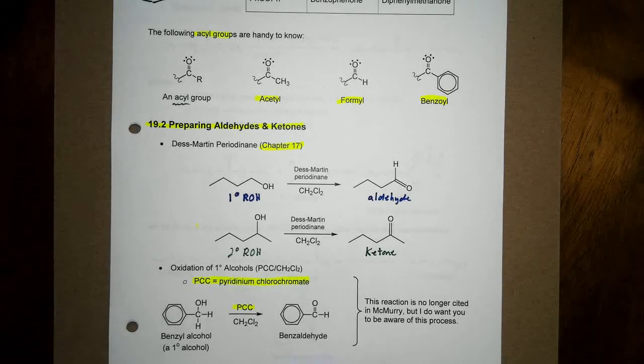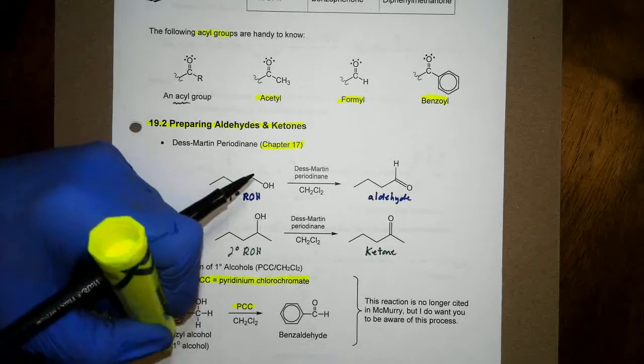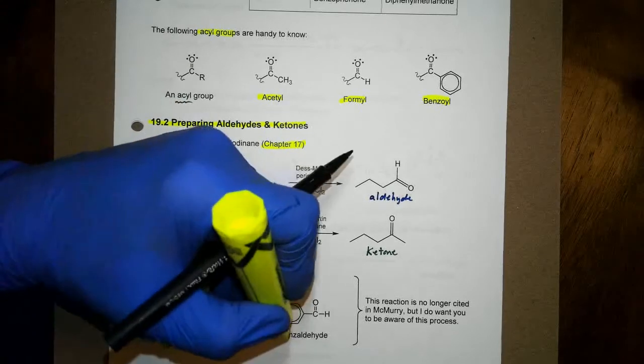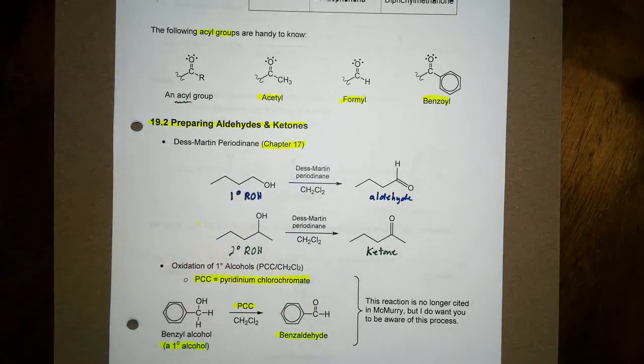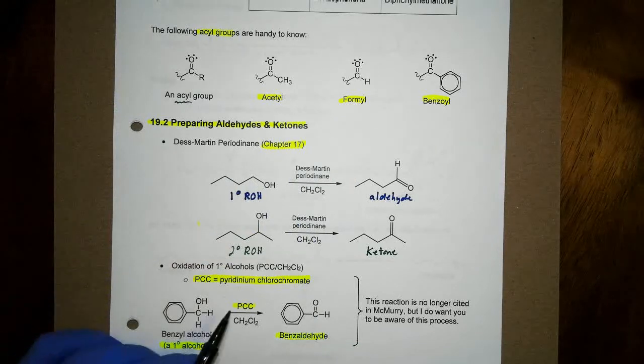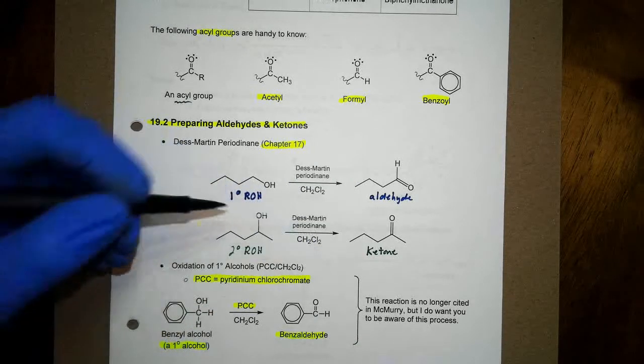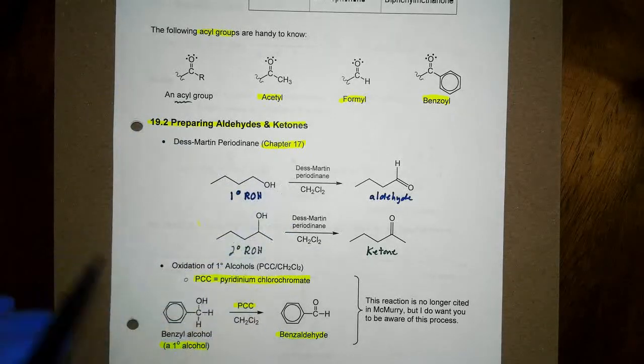So here, what do we have? We have a primary alcohol, benzyl alcohol. We oxidize it with PCC and dichloromethane to benzaldehyde. So just be aware of this: if you see the letters PCC followed by dichloromethane, you get the same results as you had with Dess-Martin.